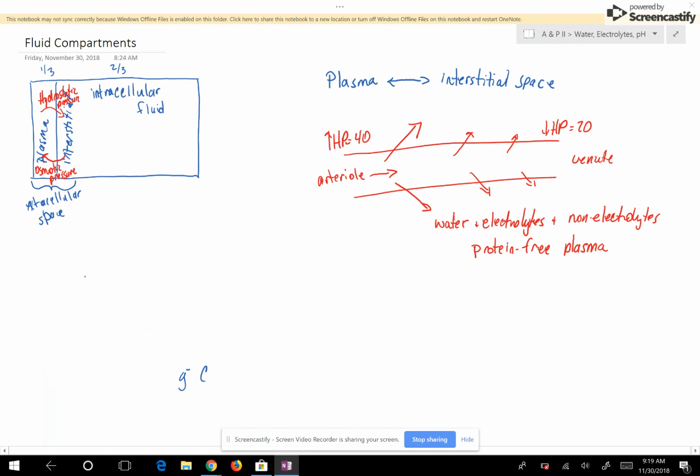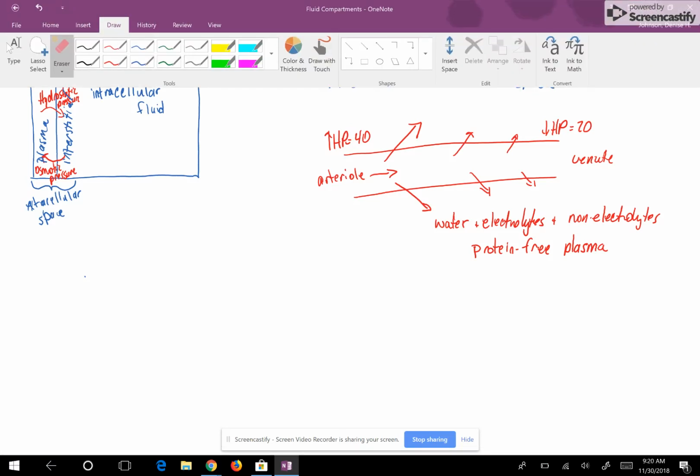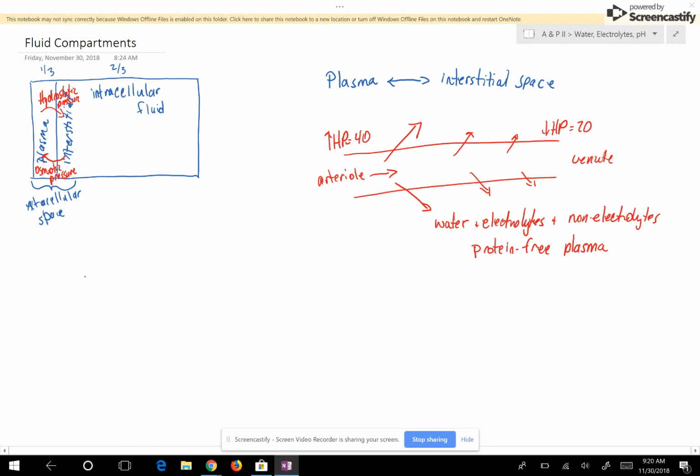Okay, so that's our hydrostatic pressure. Let's look at the pressure that's going to push the fluid back into the capillary. Fluid is going to go back into the capillary because the capillary is more concentrated on the venule end than it is on the arterial end.